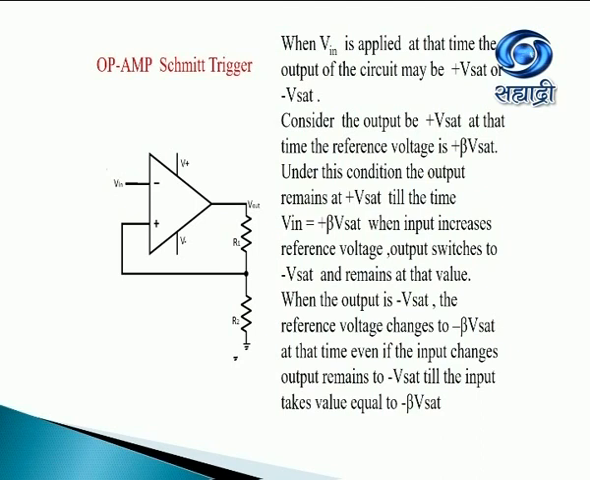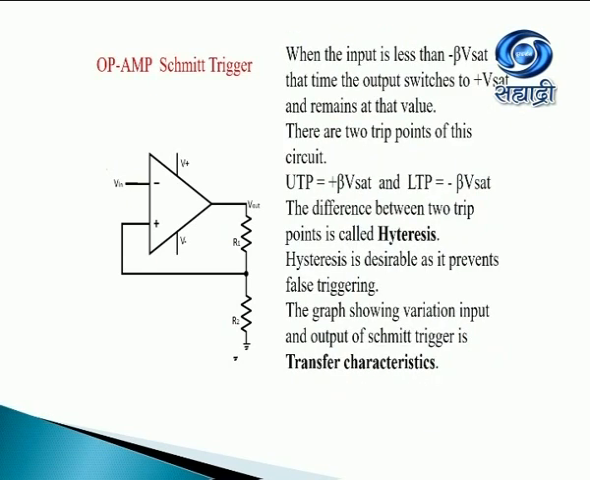When the output is minus Vsat, the reference voltage changes to minus beta Vsat. At that time, even if the input changes, output remains at minus Vsat till the input takes value equal to minus beta Vsat. When the input is less than minus beta Vsat, at that time, the output switches to plus Vsat and remains at that value. There are two trip points of this circuit, UTP plus beta Vsat and LTP minus beta Vsat.